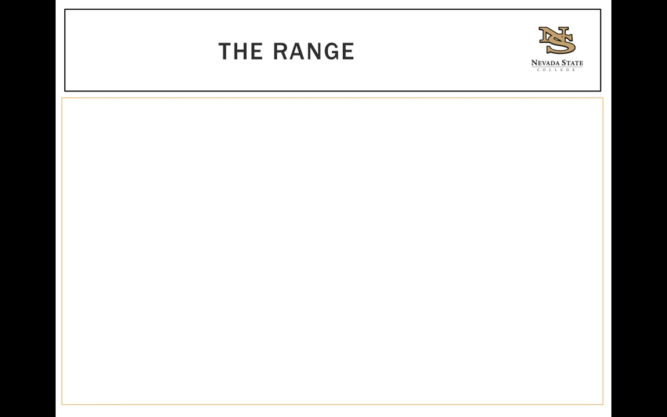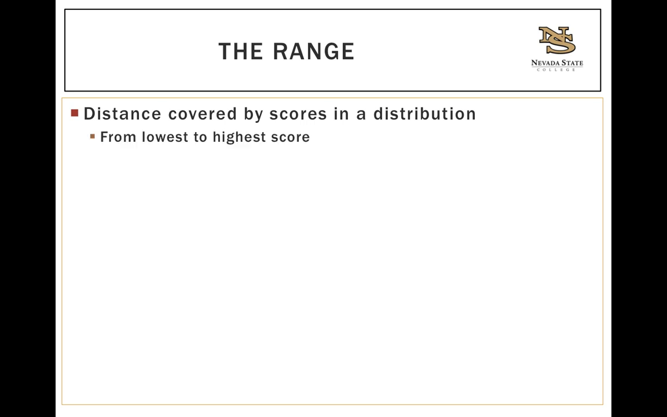One measure of variability is what we call the range, and this probably seems intuitive. It's simply the distance covered by the scores in a distribution. So for example, if I take a sample of people and ask them their height, we'll clearly have one score that's the lowest within that sample and one score that's the highest within that sample. And the distance between that lowest score and that highest score is what we call the range. So from the lowest to the highest score.